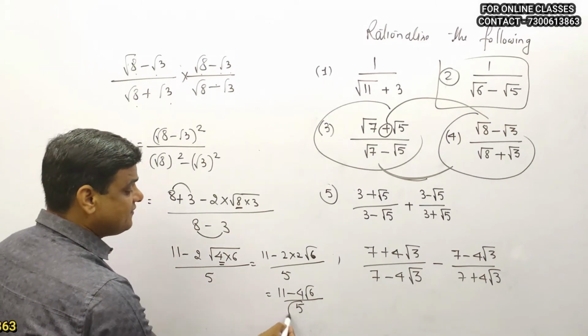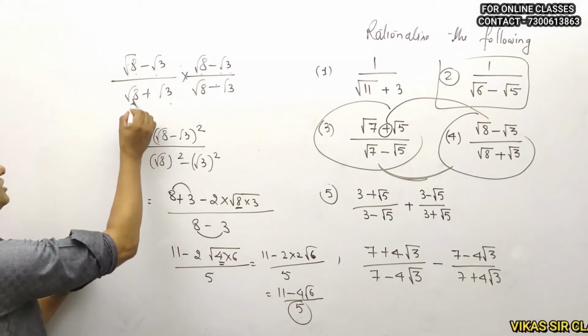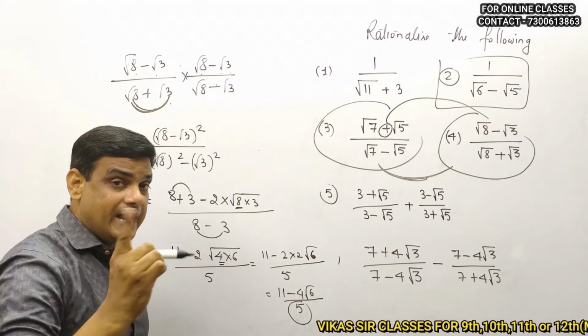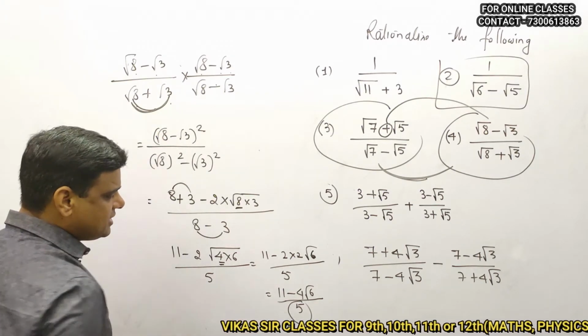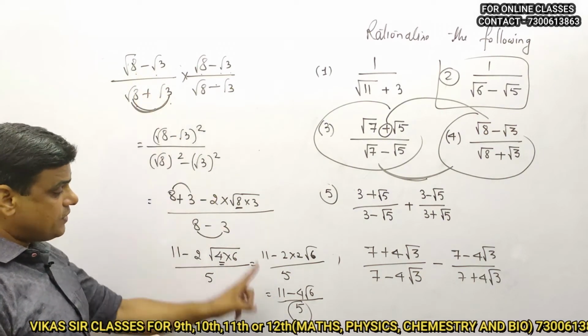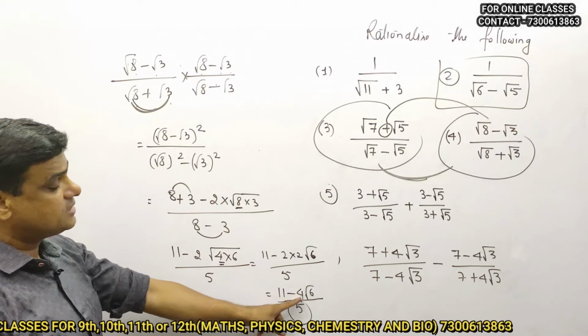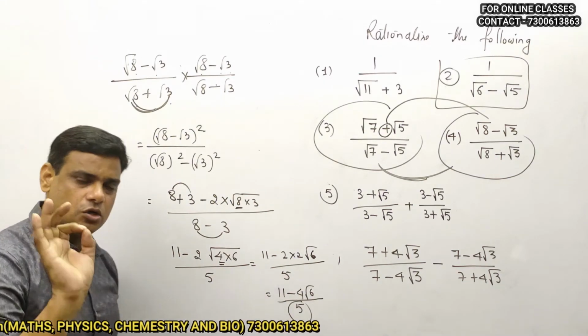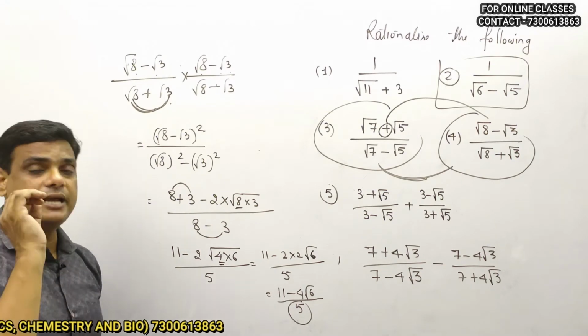Now see the answer directly. What is this 5? This 5 is the difference between these two, 8 and 3. The difference is 5. And on the numerator side it is (a minus b) whole square, a square plus b square minus 2ab. You got the answer? Okay. Now let's see the next question.